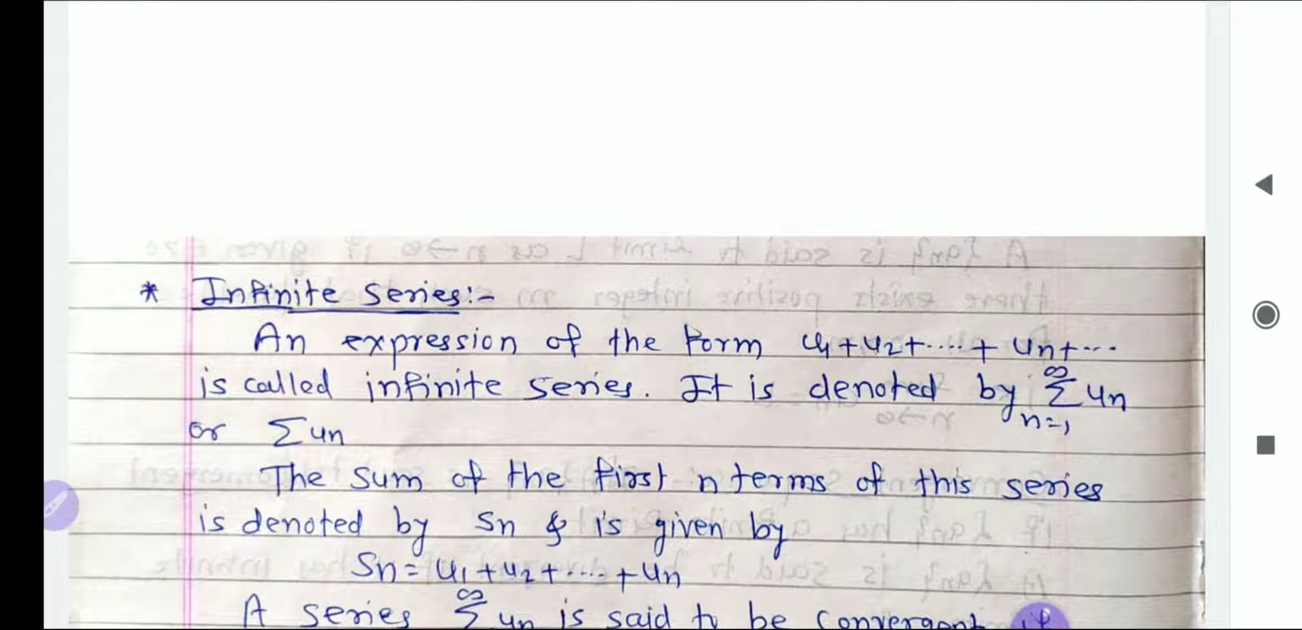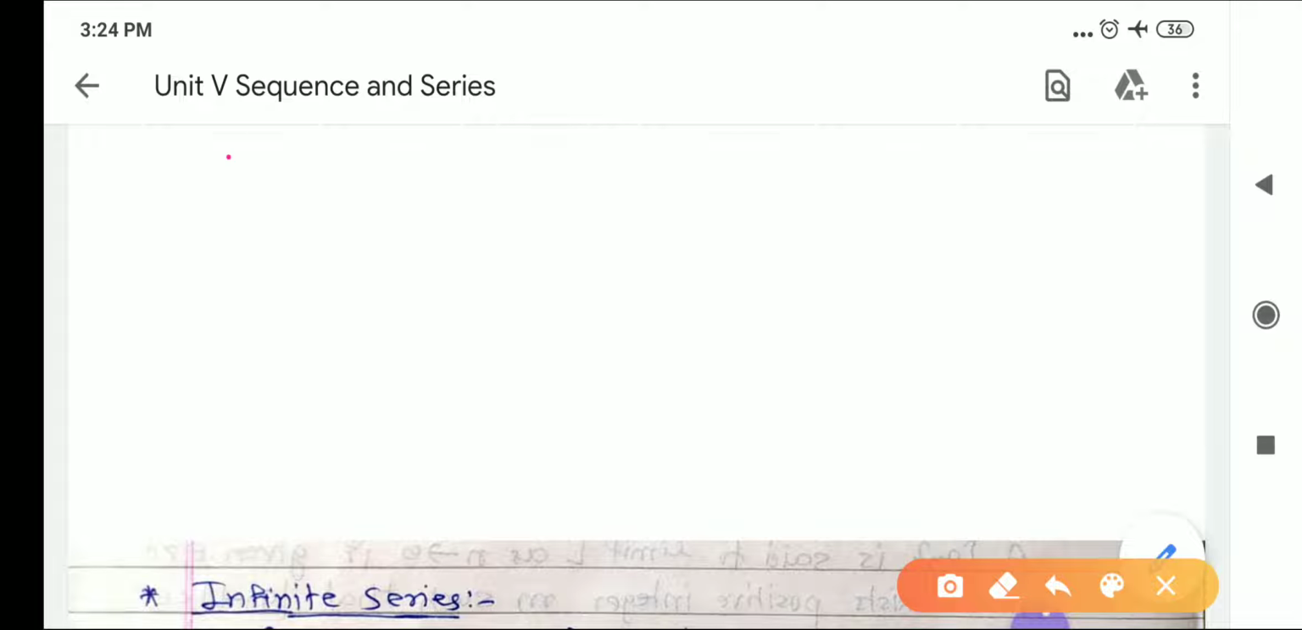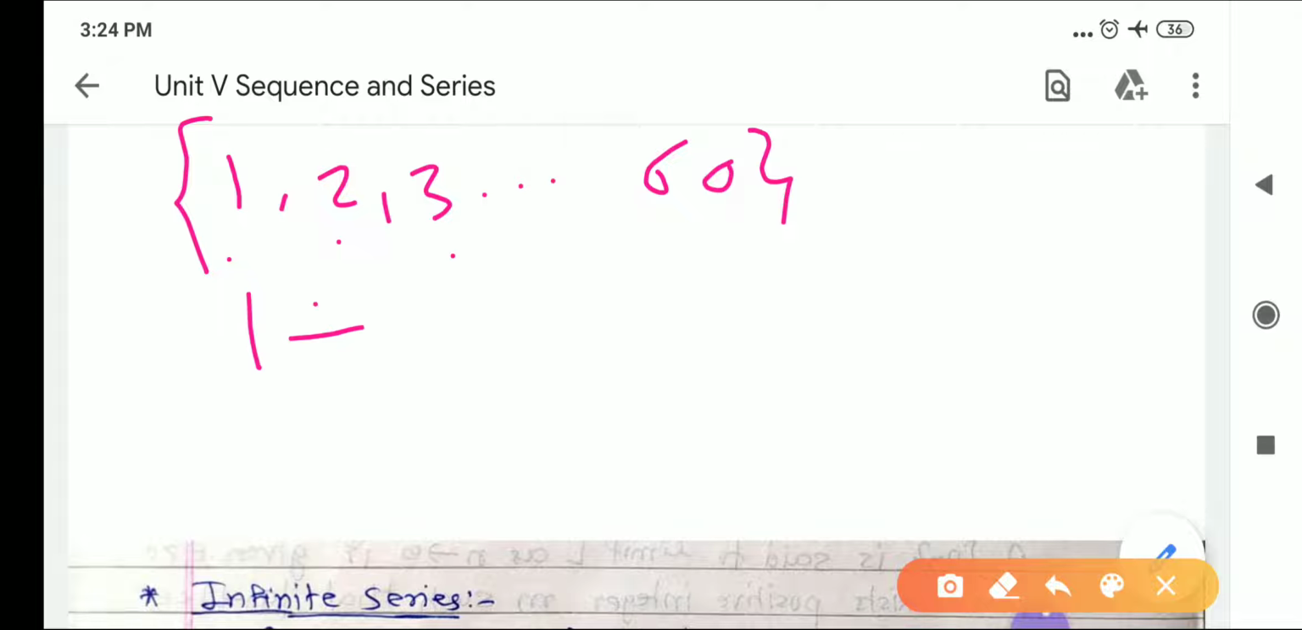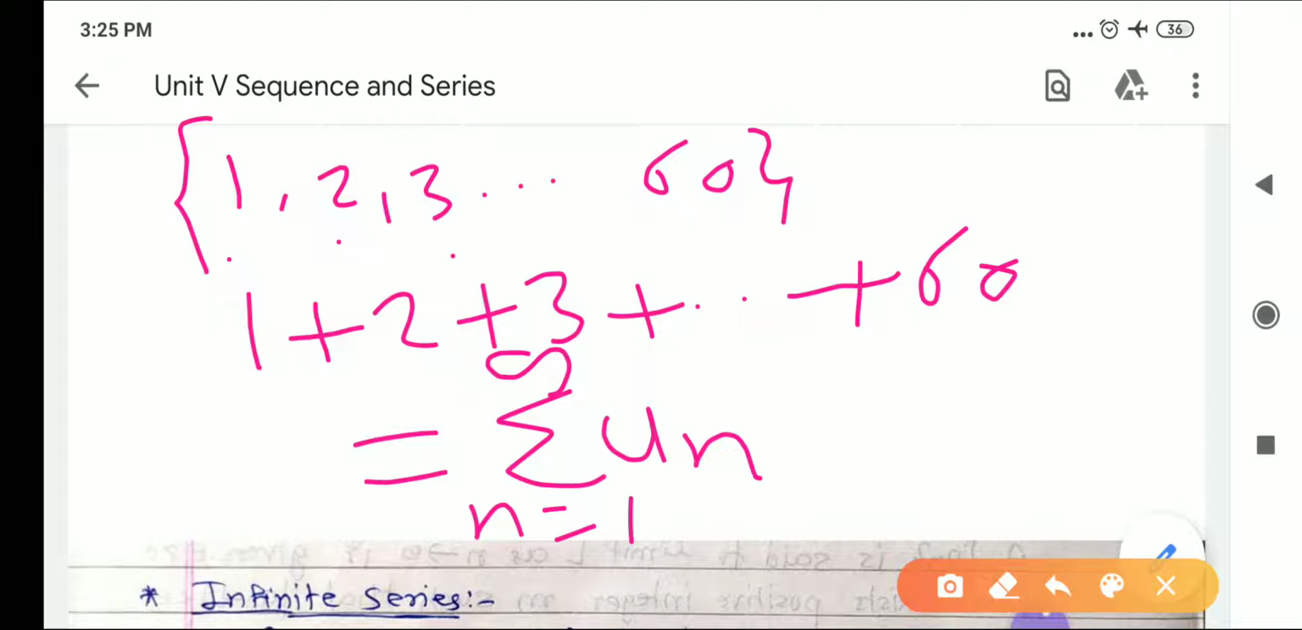Now our main topic is series. So what is meant by series? From a sequence we can write a series. For example, again if we take the roll numbers 1, 2, 3 up to 60, this is one sequence. The first term is a1, second term is a2, third term is a3, and if we write this sequence as a series, that is 1 plus 2 plus 3 plus and so on plus 60. So this is one series. We write this as the series of un, where n starts from 1 to 60, not infinity, 1 to 60.